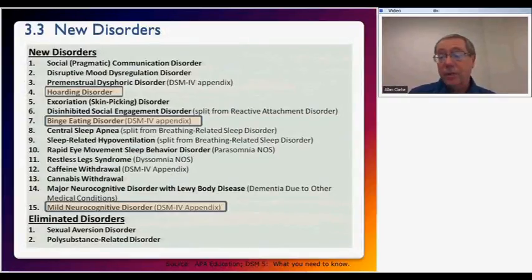Mild neurocognitive disorder, we'll talk about it in a minute, which is looking at cognitive disorders potentially in an earlier phase of it, so we can pick it up earlier and start treatment earlier. And also wanted to highlight they've dropped polysubstance use disorder, and they now want us to be a little bit more specific about the substances that an individual is using.